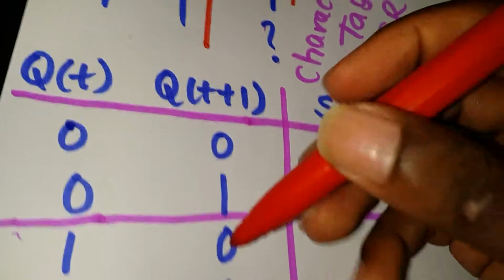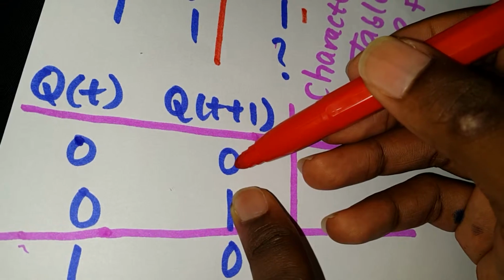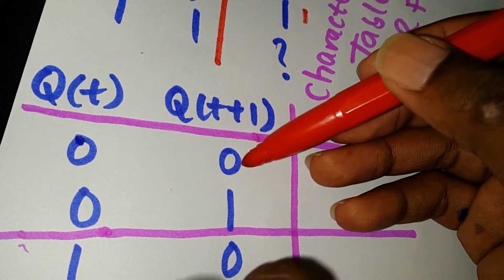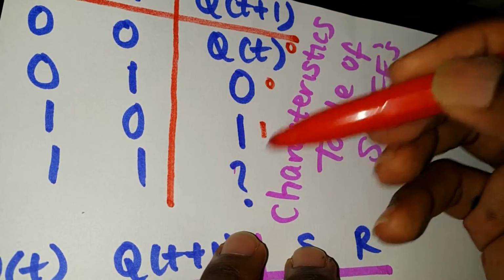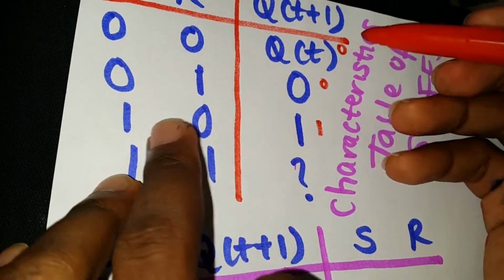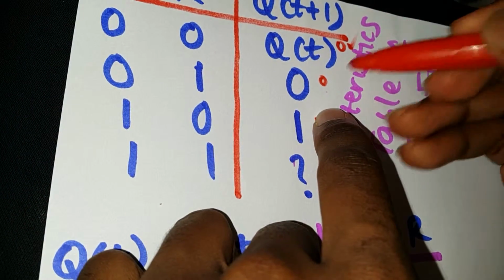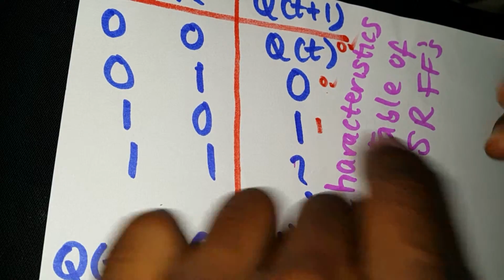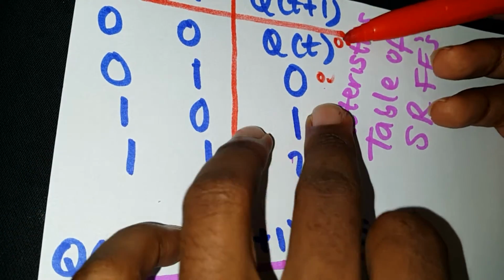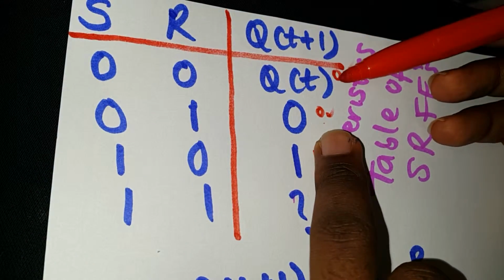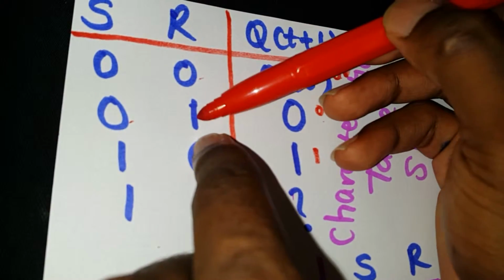Now what's Q of t plus 1 here is 0. It's 0 here. Q of t plus 1 is 0 here. So you look at where Q of t plus 1 is 0 here. Let's see. It's 0 here. As you can see, it's 0 here. It's also 0 here. We have this and this, 0 and 0 here. So we look at it. What is S? When Qt plus 1 is 0 and 0, S is 0 0 and R is 0 1.